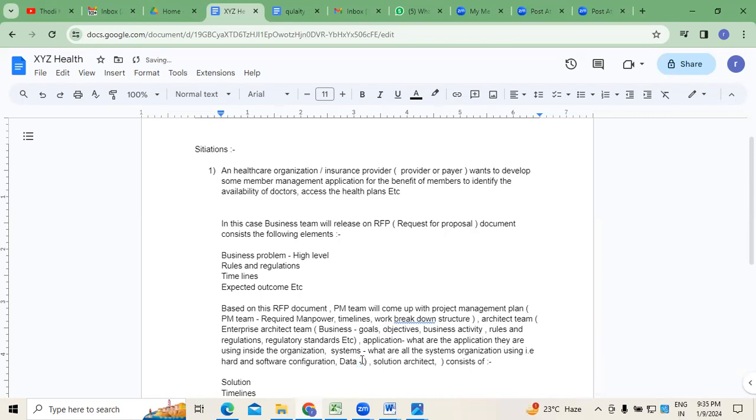Next, we call it data architecture. Data architecture means how and what data is being transferred, the data flow. The data flow process is required, followed by the format of the data.